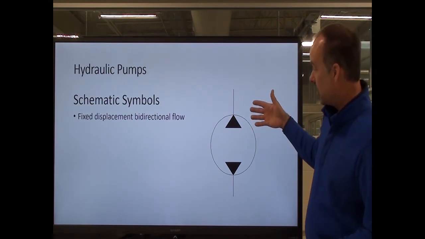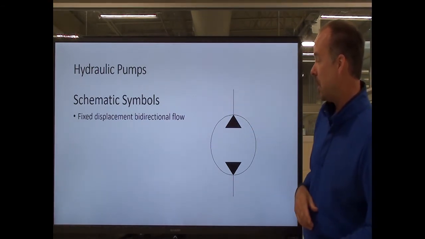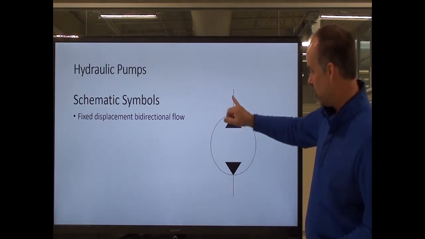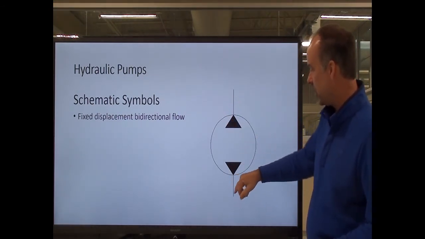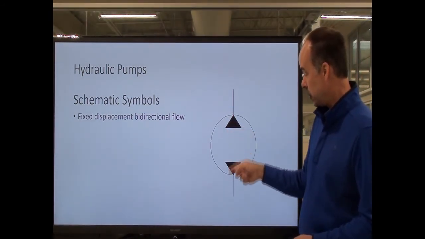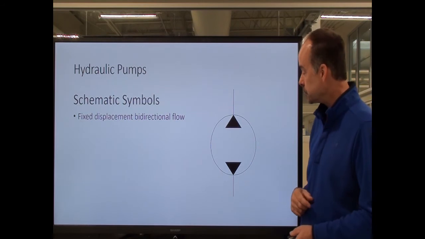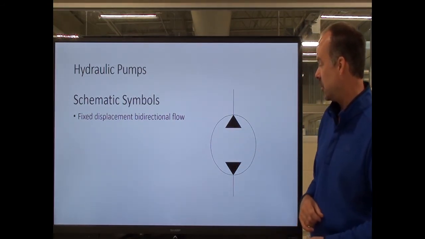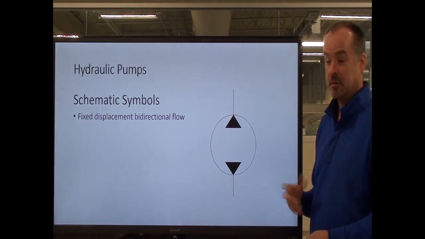Here's another pump. It's a fixed displacement, bidirectional flow. So this shows that I've got a triangle pointing out, another triangle pointing out. So that tells me this pump can be spun in either direction, and it'll produce flow in either direction. And since these are solid, that tells me that it is still a hydraulic pump.